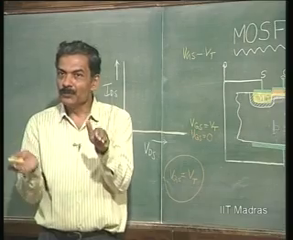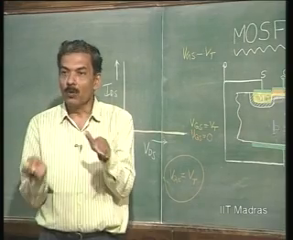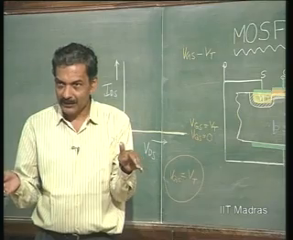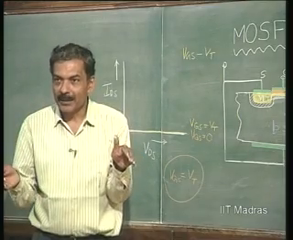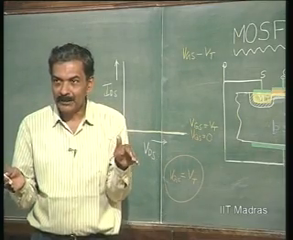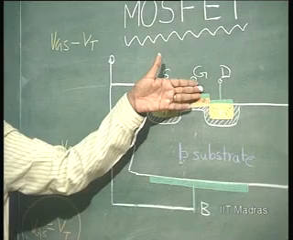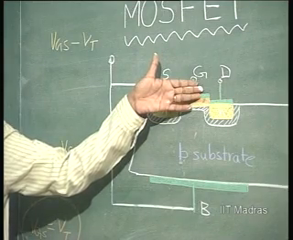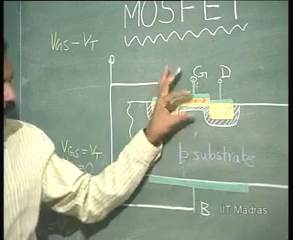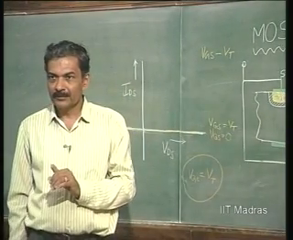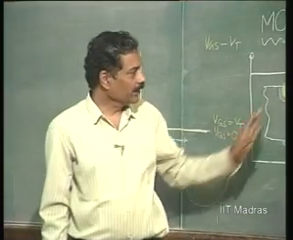If VGS minus VT is, let us say, 1 volt, there will be a certain channel width. If it is 2 volts, the channel width will be more. If it is 3 volts, it will be still enhanced. This is why it is called enhancement type of MOSFET. The channel width can be enhanced by applying suitable voltage to the gate. So, once you enhance the gate, that is the channel width, let us see what happens.